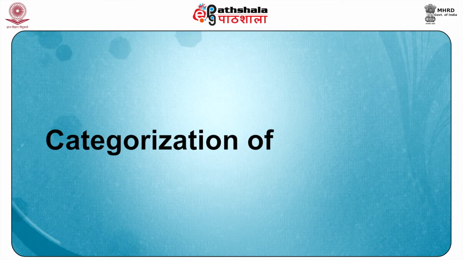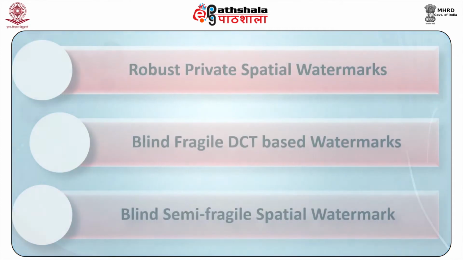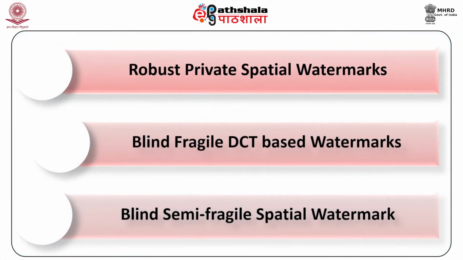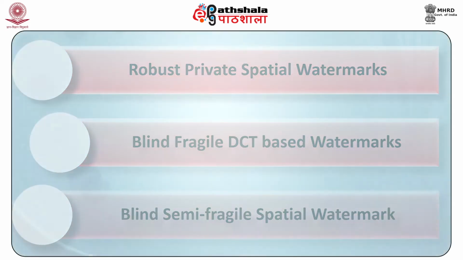Now, the characterization of watermark. In this, example 1 is robust private spatial watermarks. Example 2, blind fragile DCT based watermarks. Example 3 is blind semi-fragile spatial watermark.